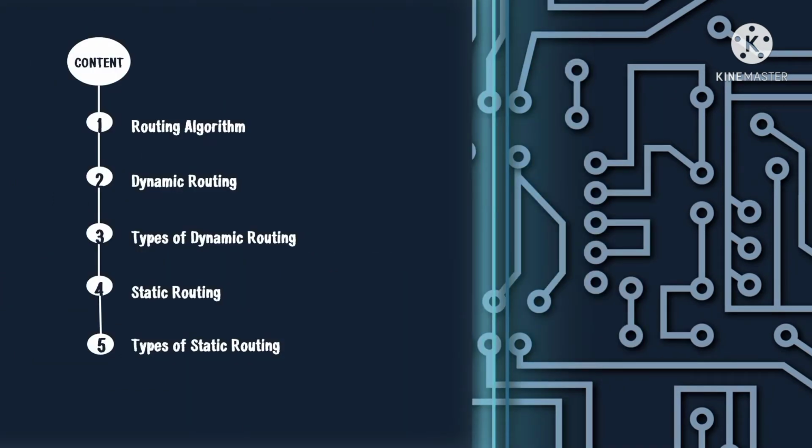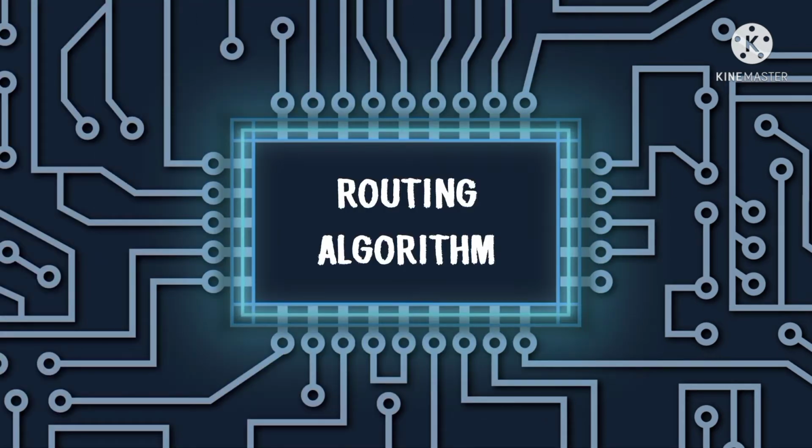Contents: we have the routing algorithm, dynamic routing, types of dynamic routing, static routing, and the types of static routing. Let us first define what a routing algorithm is.